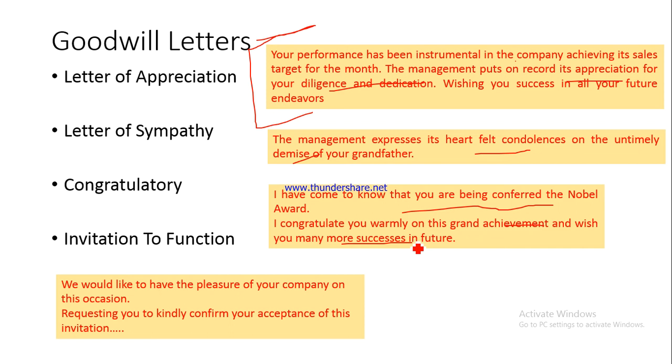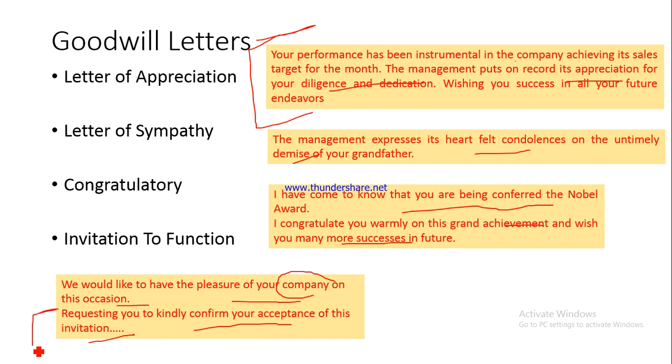Now, invitation to function. How do you write? How do you design these kind of letters? We would like to have the pleasure of your company on this occasion. What do we mean by your company? We would like to have you on this occasion. Company means aapka saath. So here we are saying that we would like to have you present on this happy occasion, requesting you to kindly confirm your acceptance of this invitation.